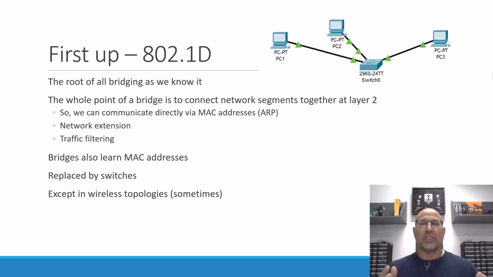So a bridge does all kinds of wonderful things like traffic filtering and making decisions based on MAC address for forwarding. Today, we don't talk about bridges too much because they've been replaced by switches. The exception would be in wireless topologies where we still have a wireless bridge. So that's kind of where bridging comes from.